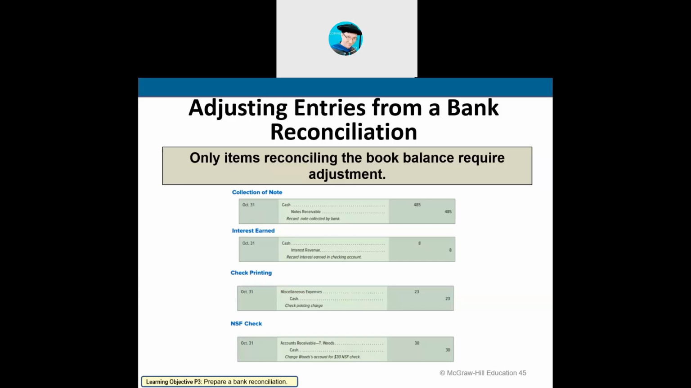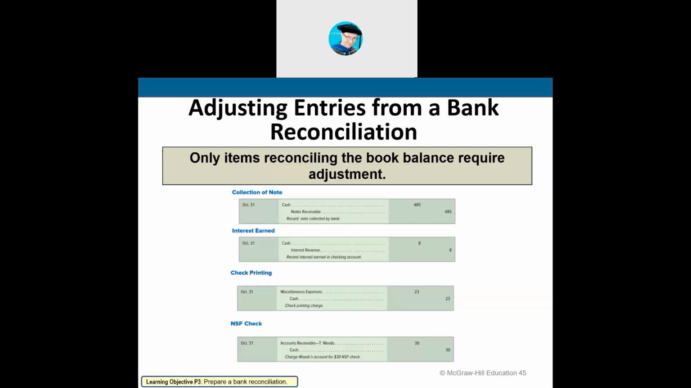Collection of notes. We receive loans from the bank: debit cash, credit notes receivable. We receive interest on our bank account sometimes, right? Debit cash, credit interest revenue. We have to pay fees for printing checks. It's part of doing business, right? Debit miscellaneous expense, or if you have an expense account for printing checks, check printing expense, credit cash.